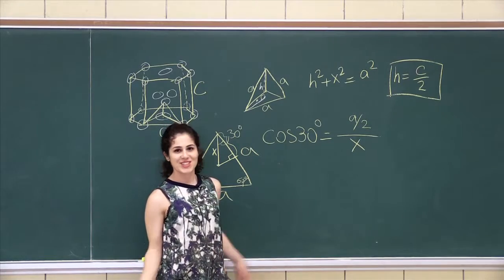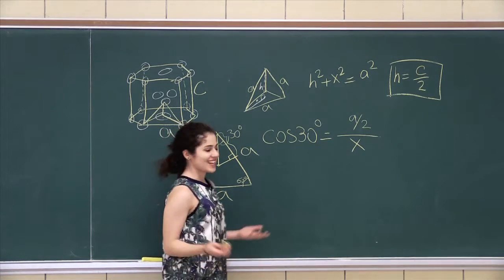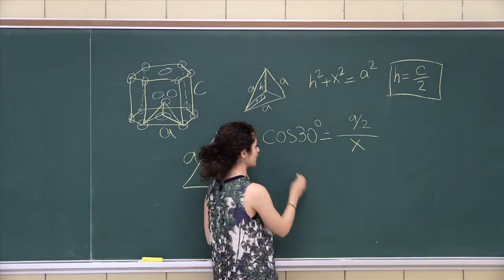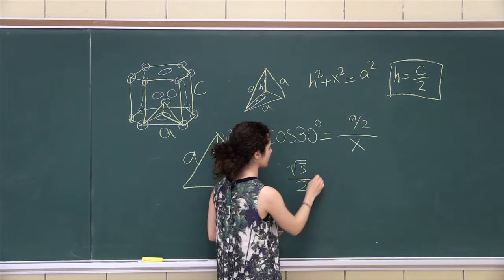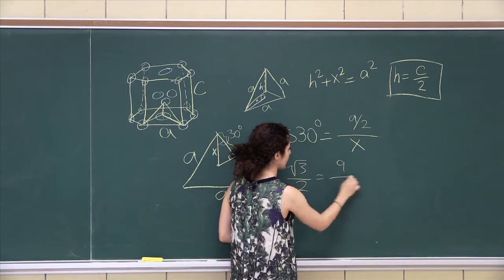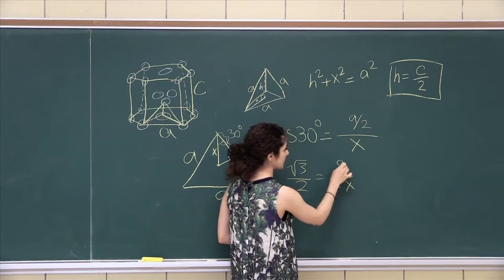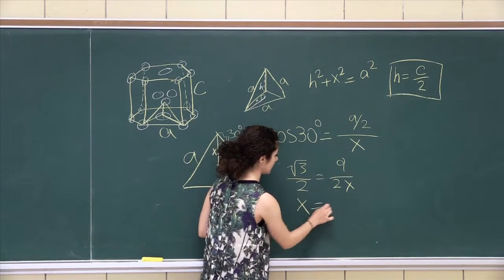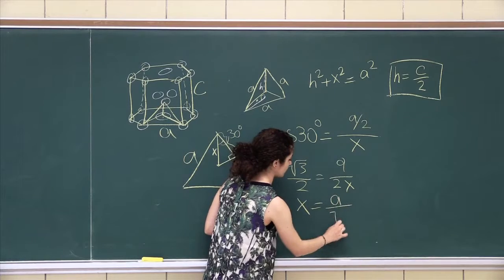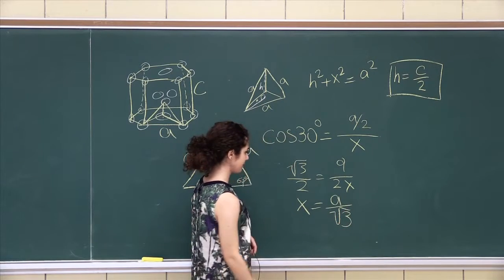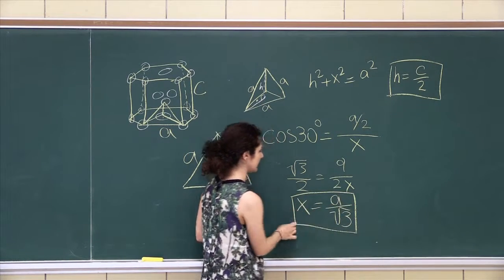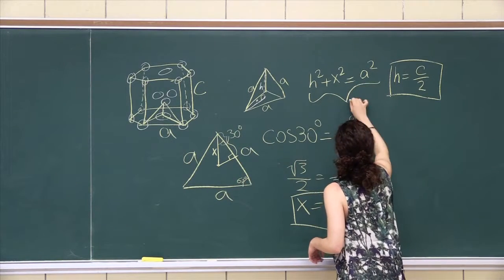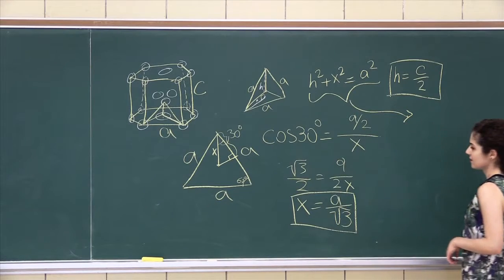And if you know what cos 30 is, which you all should, it's actually root 3 over 2. If you just solve for X, so this is root 3 over 2 equal to A over 2X, solve for X, and you get A over root 3. So now we have X. Lovely. So this initial equation is what we're going to continue over here.